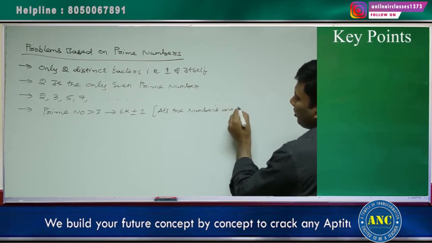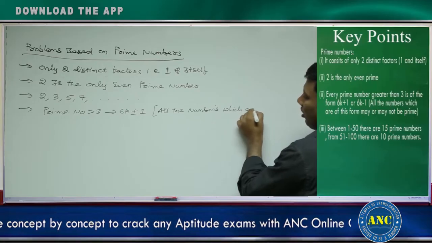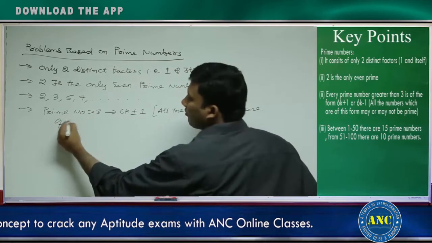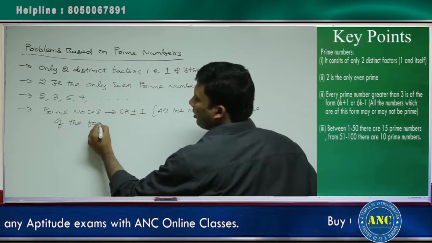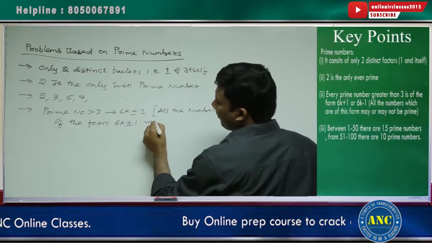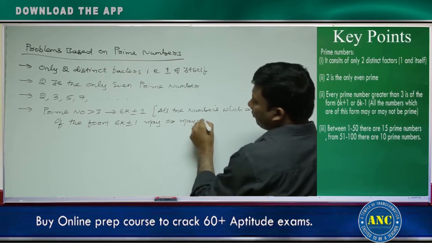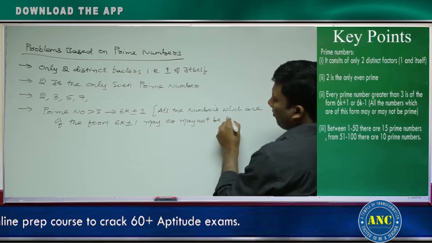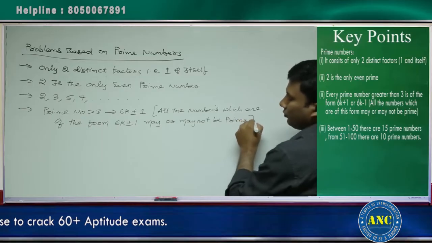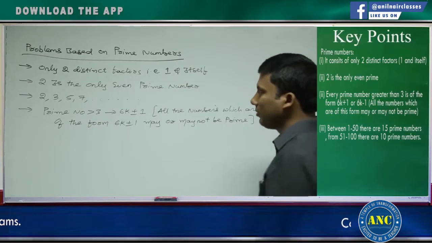All the numbers which are of the form 6k plus or minus 1 may or may not be prime. Every prime number greater than 3 is of the form 6k plus or minus 1.